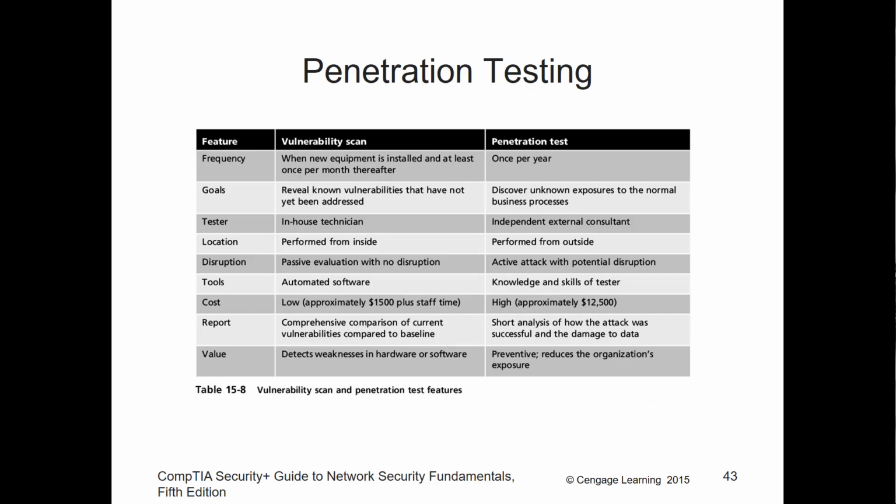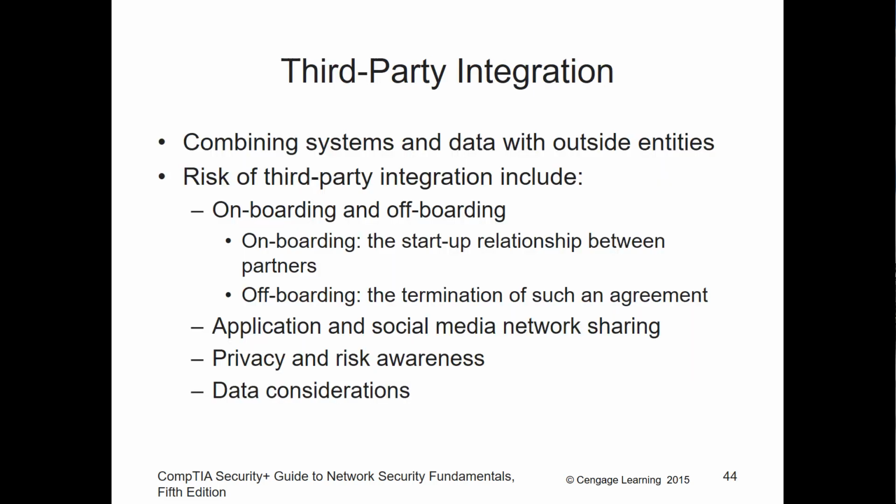Terms could be things like frequency, goals, testers, locations, tools, reports, costs, and value. Third-party integration is, I believe, one of the last major topics we discuss. This is combining systems and data with outside entities. With the increase of cloud platforms, we see a lot more third-party integration. The risk of third-party integration, though, includes things like onboarding and offboarding.